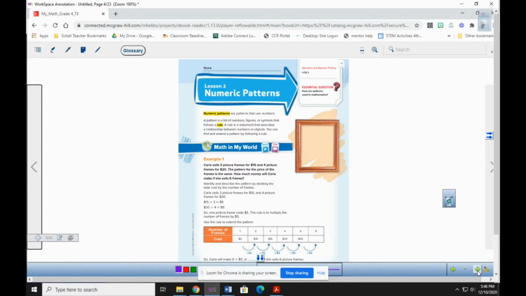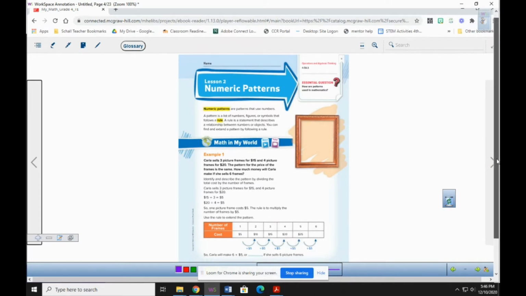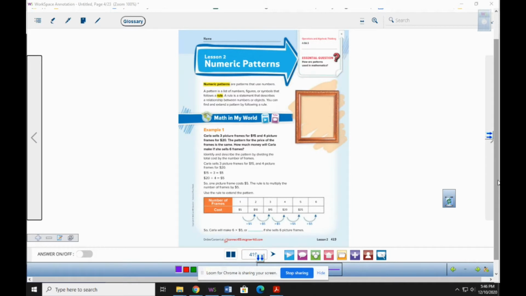So now we're going to extend our rule to see how much we would have if we had sold 6 frames. So 1 times 5 is 5. 2 times 5 is 10. 3 times 5 is 15. 4 times 5 is 20. 5 times 5 is 25. 6 times 5 is 30. You can see that each time we were getting bigger by $5. So Carla will make 6 times 5 or $30 if she sells 6 picture frames.